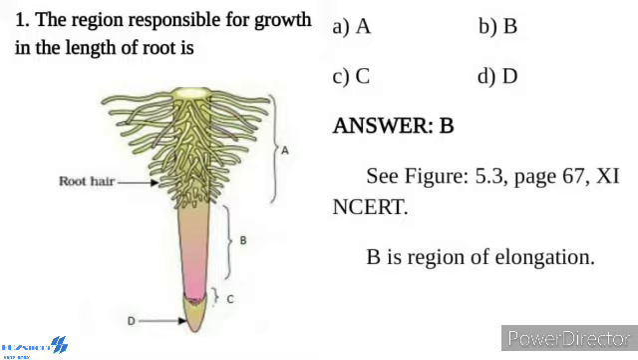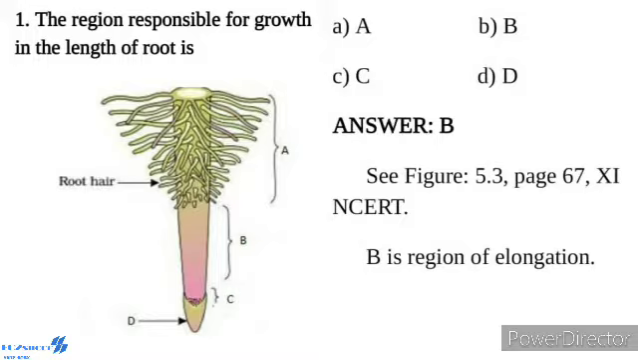The root is covered at the apex by a thimble-like structure called the root cap. It protects the tender apex of the root as it makes its way through the soil. A few millimeters above the root cap is the region of meristematic activity. The cells of this region are very small, thin-walled, and with dense protoplasm.